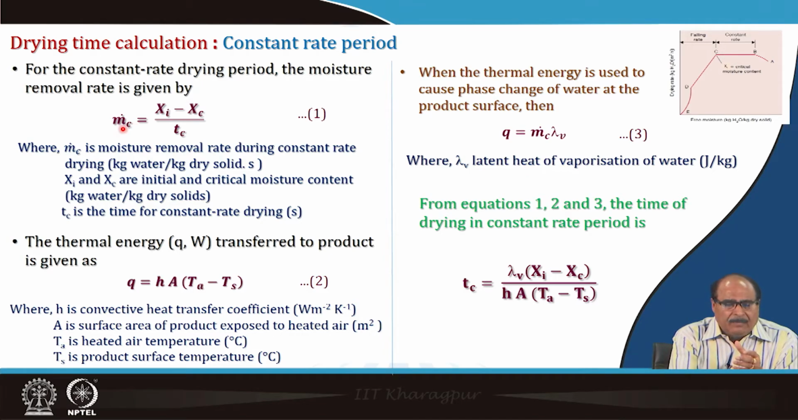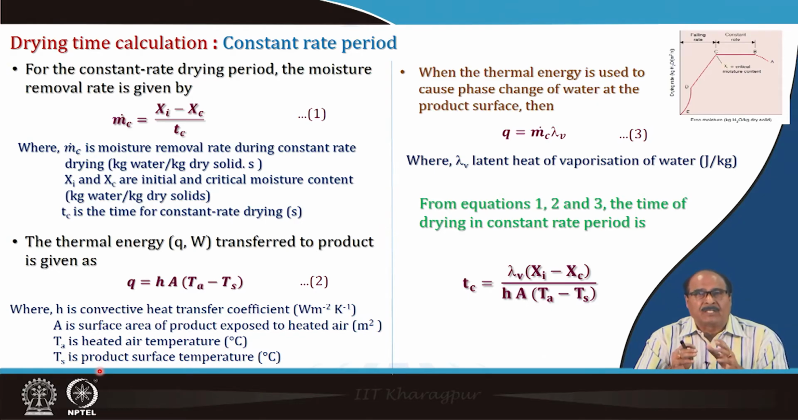It can be given by Mc = (Xi - Xc) / Tc, where Mc is the moisture removal rate during the constant drying rate period, Xi and Xc are the initial moisture content and critical moisture content, and Tc is the time for constant rate drying. So, the total thermal energy Q transferred to the product is given by Q = hA(Ta - Ts), where h is the convective heat transfer coefficient, A is the surface area of the product, Ta is the hot air temperature, and Ts is the product surface temperature.